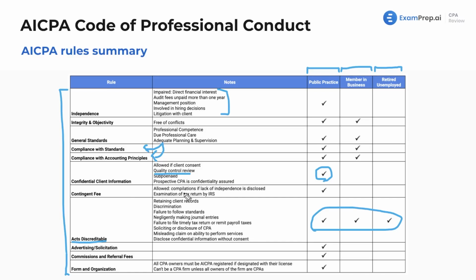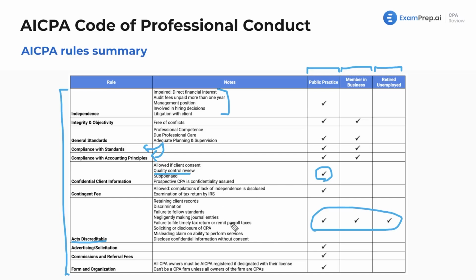Contingency fee rules, we talked about this here. It is allowed if you're dealing with the IRS in that IRS ruling, and it's allowed if you are doing compilation, if you disclose your lack of independence. Not as important as the tax ruling there. Then we talked about these acts discreditable. Don't do any of them.